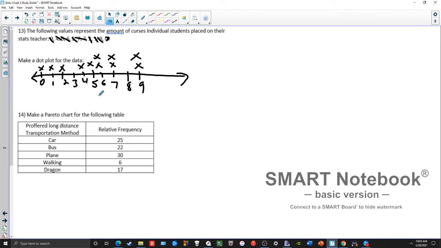Again, dot plot is a very simple way of organizing data. It really doesn't actually organize it per se, but it's almost like an easy-ish histogram. Kind of like a lazy histogram, I guess, even though it probably takes more work to do a dot plot because you have to do every single data point. But again, it's kind of a lazy man's quick histogram.